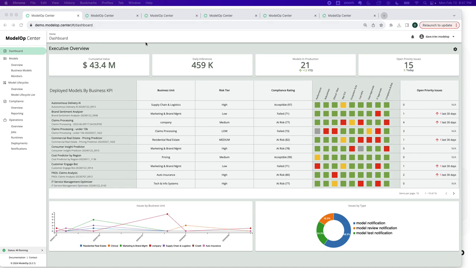Here's the home screen of ModelOp. On the left-hand side, first you'll see the inventory. Second, the controls, we call model lifecycles. And then third, the reporting section. But right down the middle, immediately you're presented with, here are all the AI systems that are used across the enterprise. Here's the risk tier, whether they're a high, medium, or low risk. And here are where there are potential risks and issues as it relates to those AI systems.